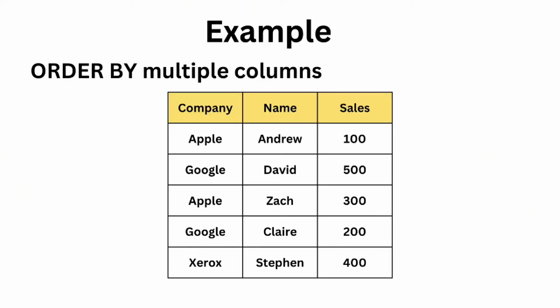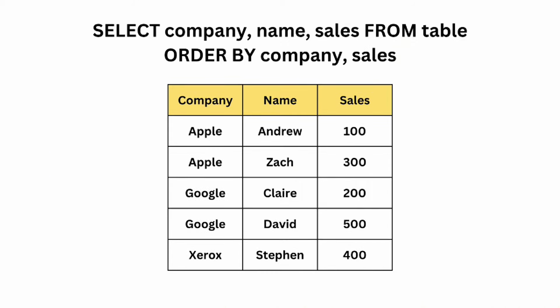Now what's also interesting is you can use order by on multiple columns. This makes sense when one column has duplicate entries. Let's take a look at this example table. We have 3 columns here: company, name, and the sales for that individual at that company. Notice that we have duplicate entries under company. If we were to order by 2 columns here, we could select the company column, the name column, and the sales column in that order from this table, and then order by company and then order by sales. What does that actually mean?